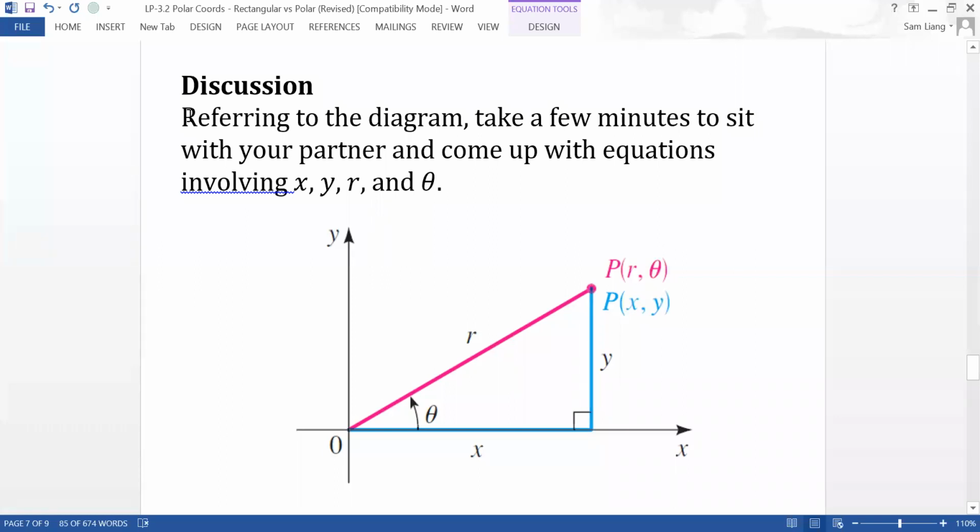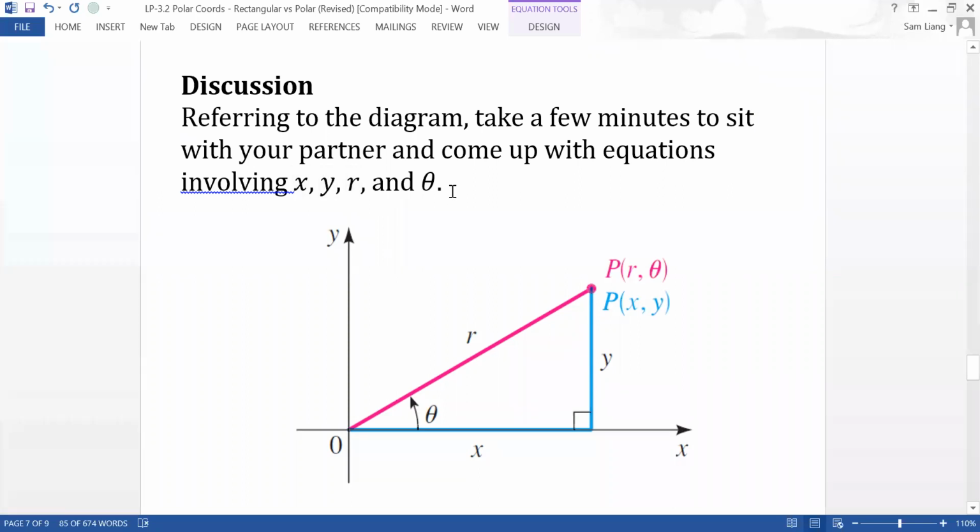Referring to the diagram, take a few minutes to sit with your partner and come up with equations involving x, y, r, and theta. So here you have a right triangle, you have a polar coordinate here. And I know this is a rectangular axis, so x and y, but there's r and theta, so it is actually a polar coordinate on the Cartesian plane. And I want you to come up with equations involving x, y, r, and theta.